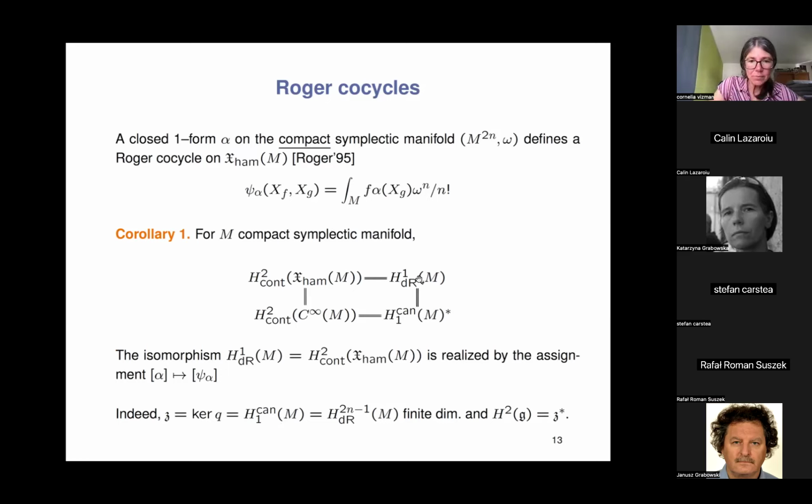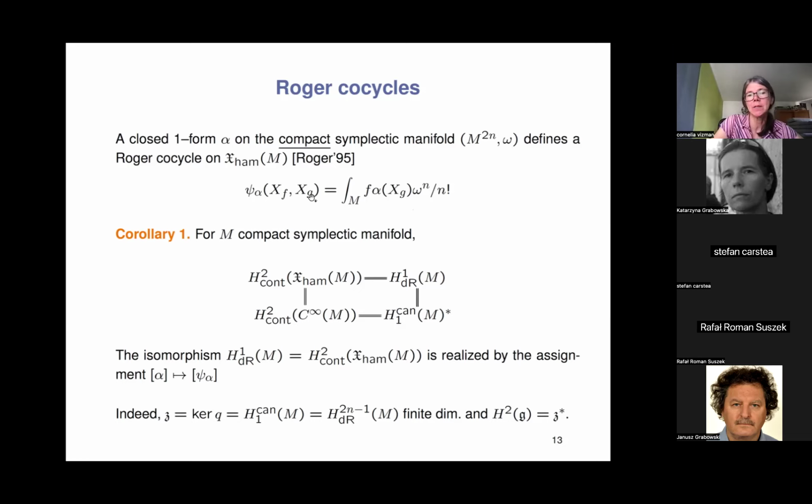And one can realize, and this is actually what Roger was doing with these Roger cocycles, as I said before, one has to extract the Hamiltonian function in order to write the Lie algebra 2-cocycle associated to a closed one form alpha. So if we take here in H1 de Rham the class of alpha, then the bijection is with the class of the Roger cocycle psi alpha.